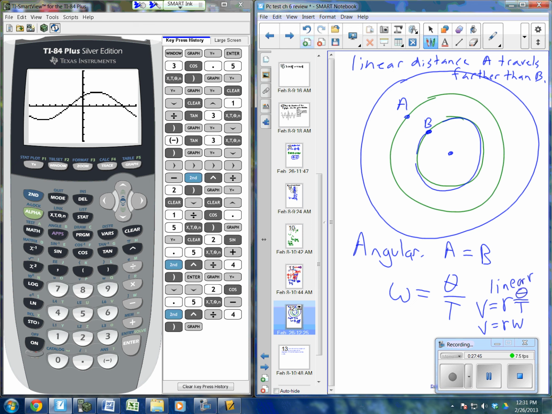So that's all I'm going to say about that. If you write those two formulas down there, they're pretty simple problems I put on the test. You might be able to get a little extra credit.